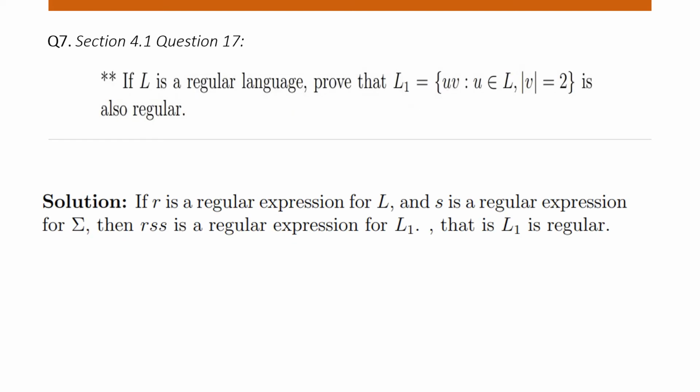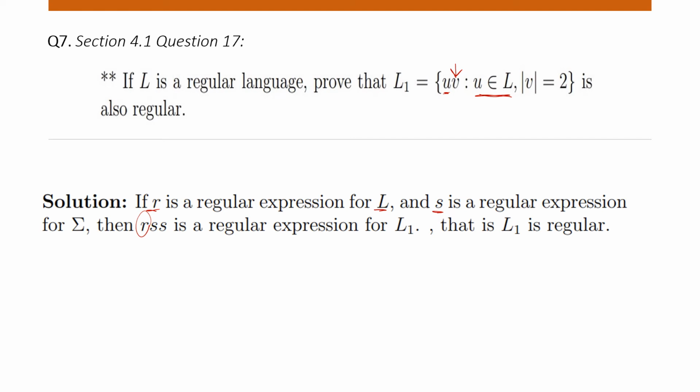Okay, so this one: if L is a regular language, whatever it is defined to be, and then you're going to concatenate it with two symbols. So that's what this is saying here. R is a regular expression for L, and S is a regular expression for any symbol in the alphabet.